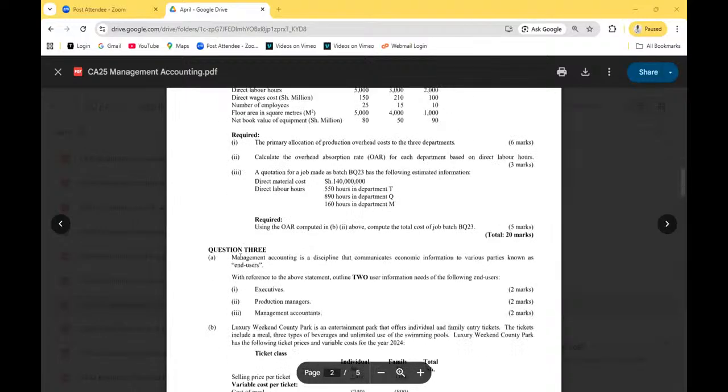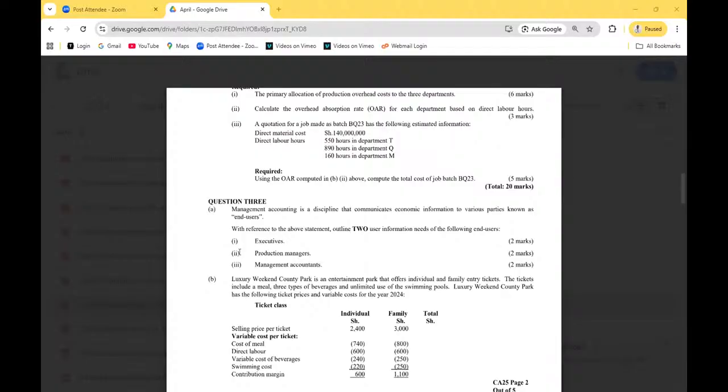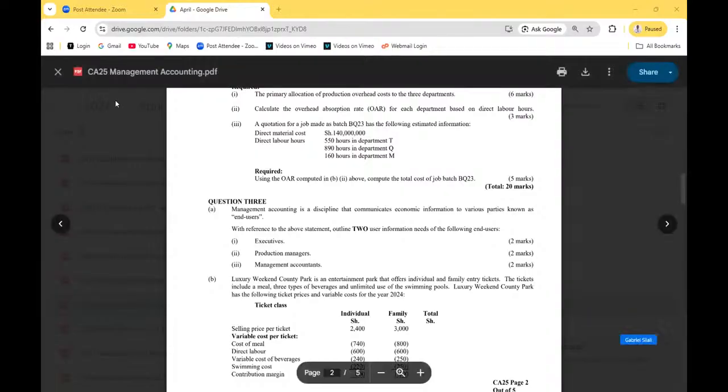Let's look at question number 3. Management accounting is a discipline that communicates economic information to various parties known as end users. With reference to the above statements, can you outline 2 user information needs of the following end users? The executives. What are some of the informations that executives need or get from management accounting reports?